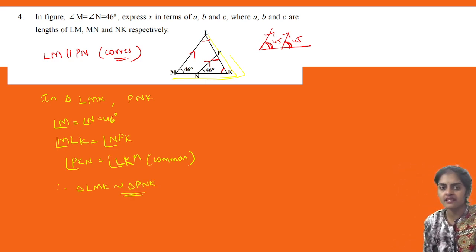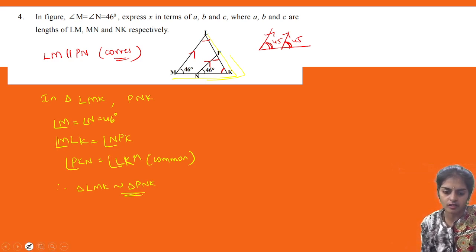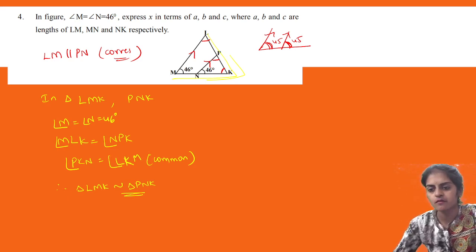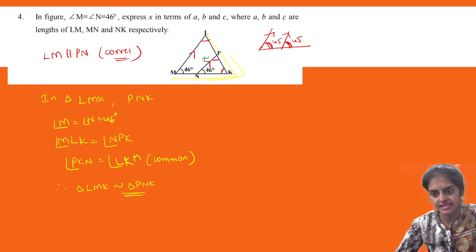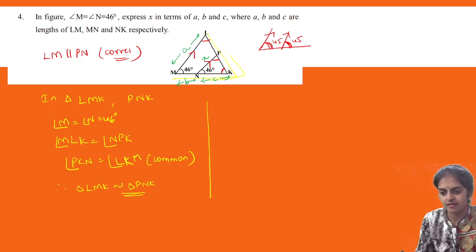So when the triangles are similar to each other, what can I say? Corresponding parts are proportional. So here just have a look now. What did they tell you? You have to write x in terms of a, b, c. Now x, I think this is x, PN is x. Where a, b, c are lengths: LM is a, total length is a. Then MN length is b and NK length is c. So when the triangles are similar, what can I write?